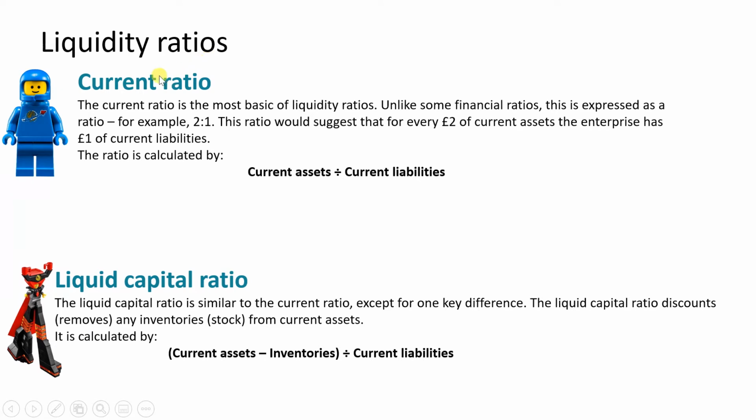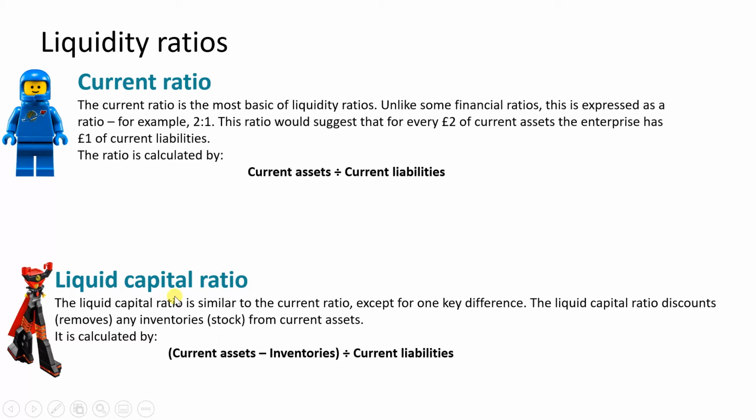Liquidity ratios. These are the 2 that you need to know. So first one from Benny, current ratios. The current ratio is the most basic of liquidity ratios. Unlike some financial ratios, this is expressed as a ratio, for example, 2:1. So you need to look at how it's written, and that's how you've got to write it in your exam answers. This ratio would suggest that for every £2 of current assets, the enterprise has £1 of current liabilities. It's calculated by current assets divided by current liabilities. That's what you need to revise.